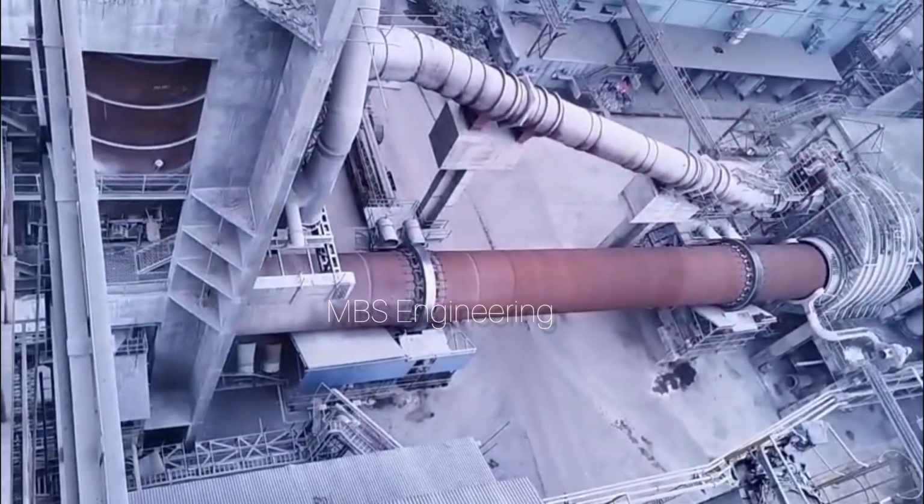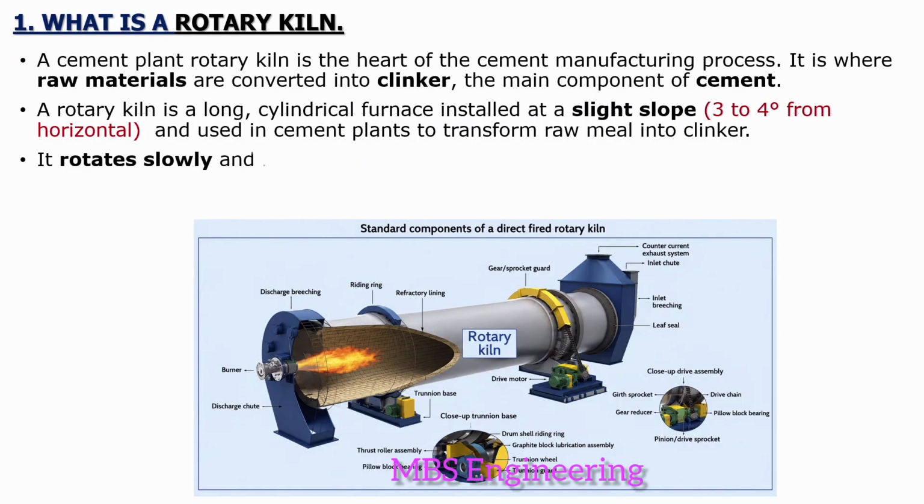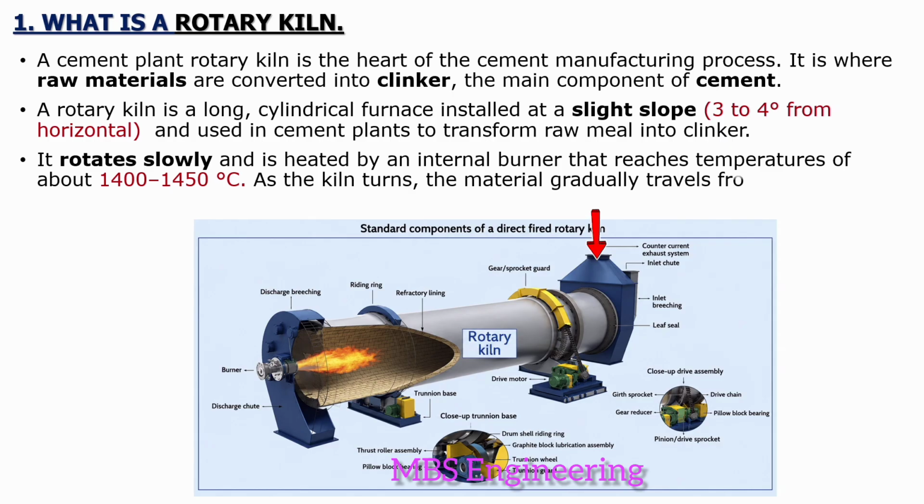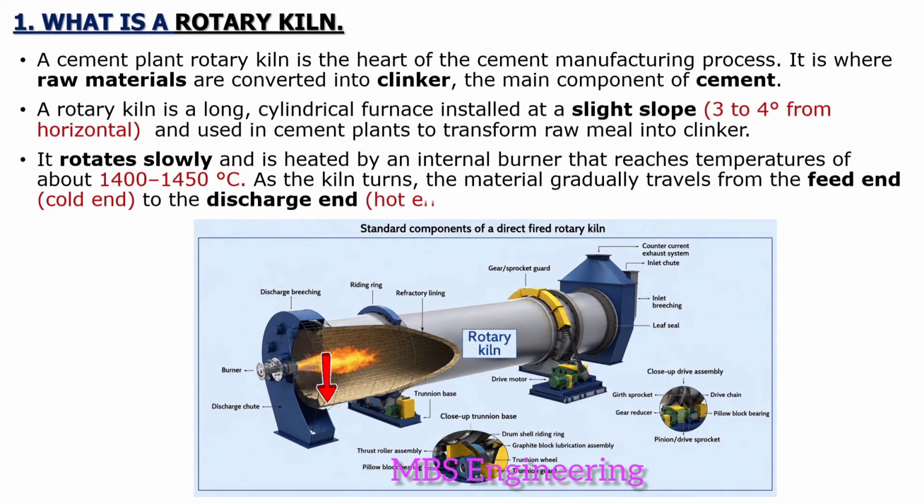raw meal into clinker. It rotates slowly and is heated by an internal burner that reaches temperatures of about 1400 to 1450 degrees Celsius. As the kiln turns, the material gradually travels from the feed end, or cold end, to the discharge end, or hot end, where chemical reactions take place to form clinker.